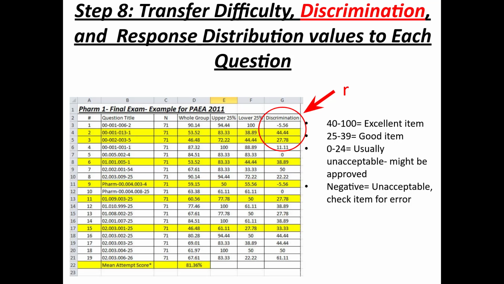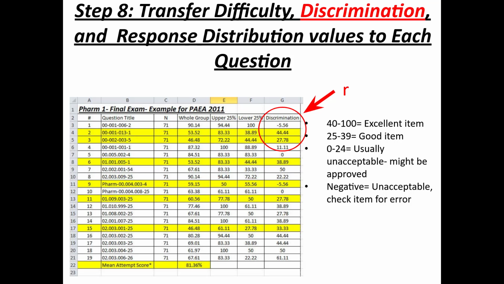I've been at talks. I've talked to people who are involved in item analysis. Sometimes this is very cut and dry. If it's less than 25, we are not going to accept it. We're going to throw it out or do something. Other times, well, it depends. And I'm kind of the it depends school. I'll show you some later and explain why that might happen.